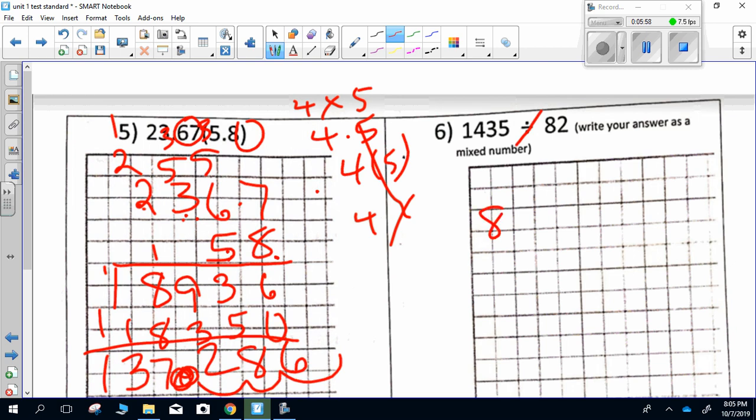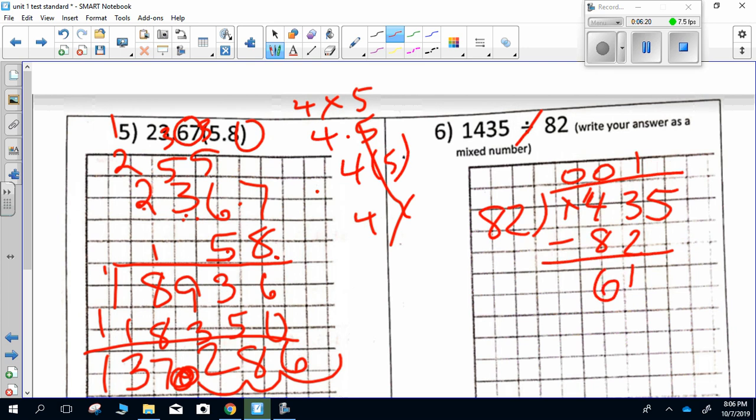Next one, all fractions mean divide. Write the denominator outside. 82 into 1, 0. 82 into 14, 0. 82 into 143, 1. 1 times 82 is 82. I subtract, and I get 61. I compare. Is that less than 82? Yes. Bring down my 5. How many 82s are in 615?